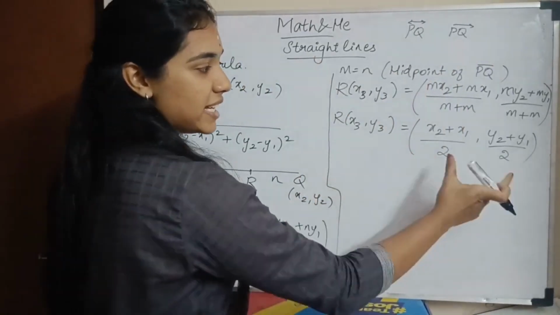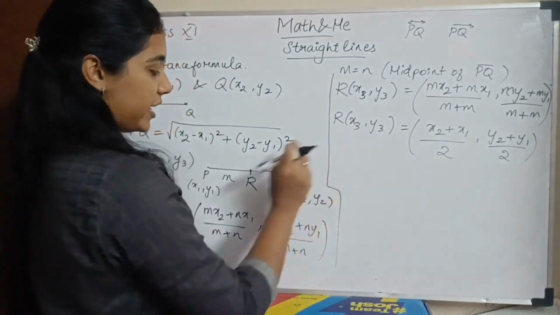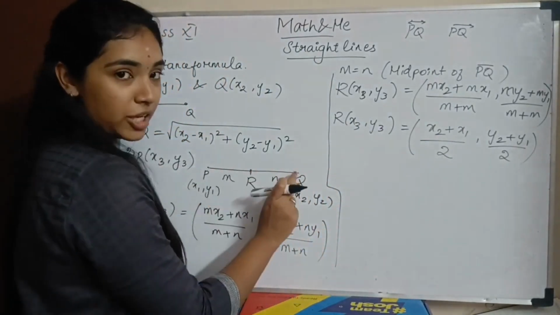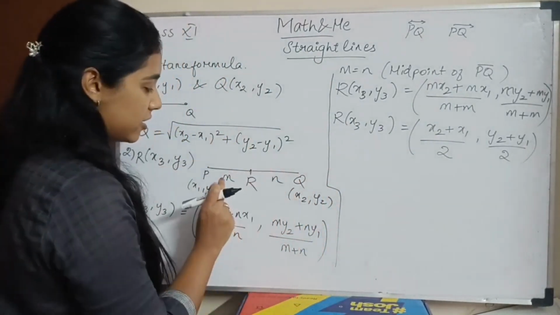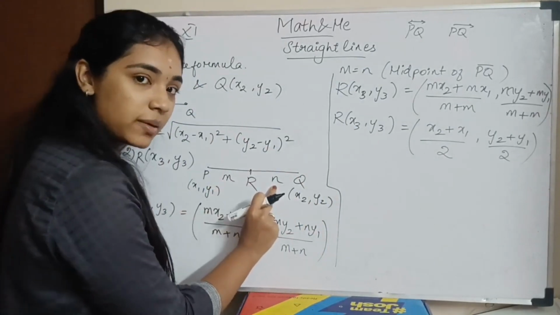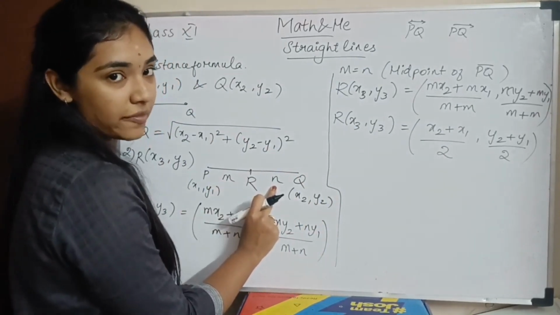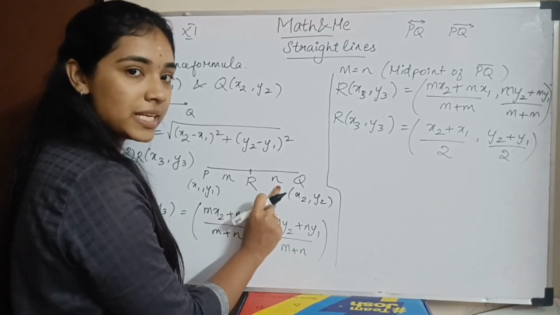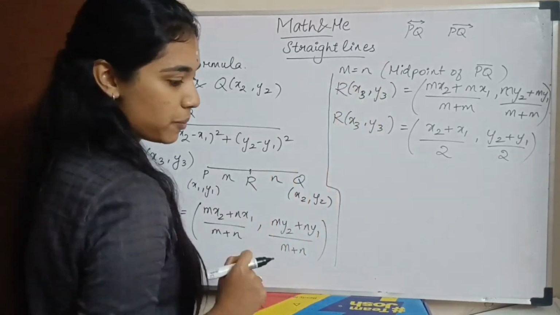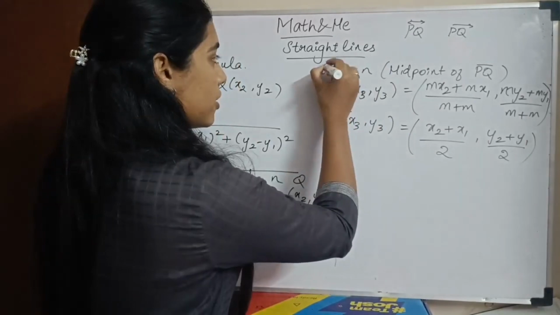So this is basically the midpoint, the coordinate that divides the line segment PQ into 2 equal halves. Here m and n, if they are not equal, that doesn't mean they are equal halves. If m is equal to n, then it means they are equal halves. Okay, so that is the midpoint. This is the third one.